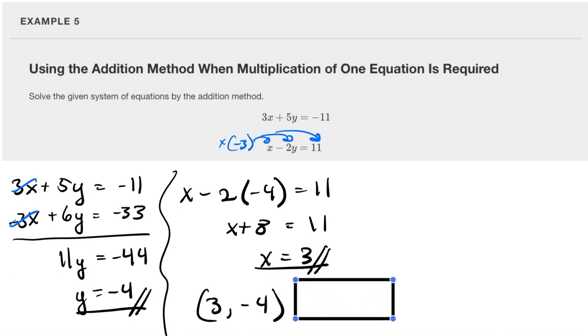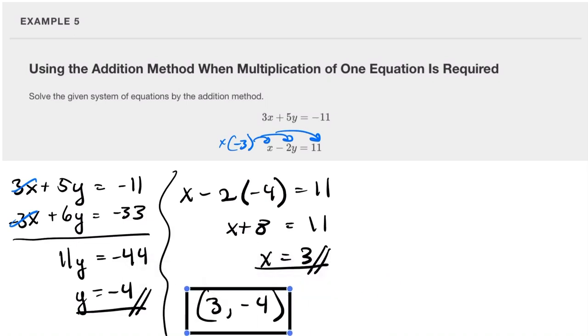And again, we should check to make sure that this works. Let's just do a check real quick. Let's not be lazy.